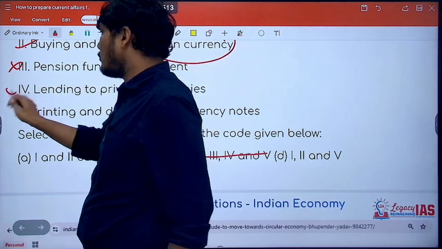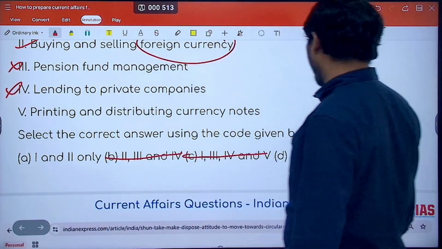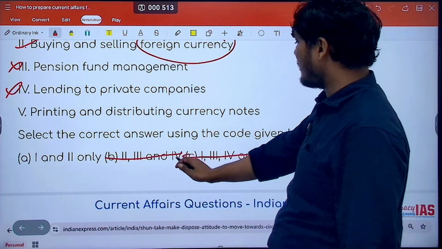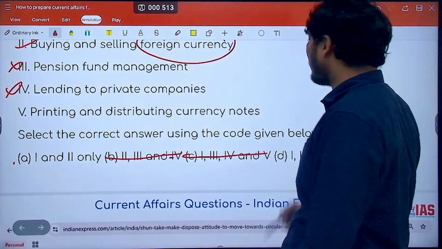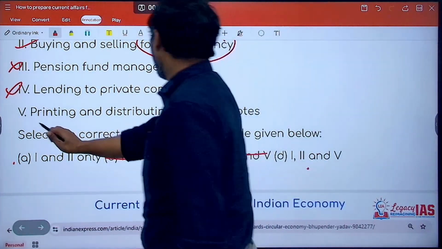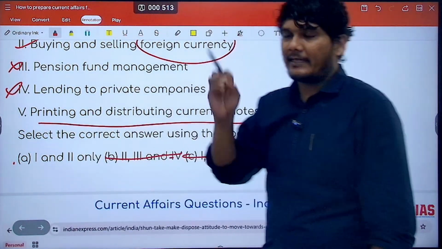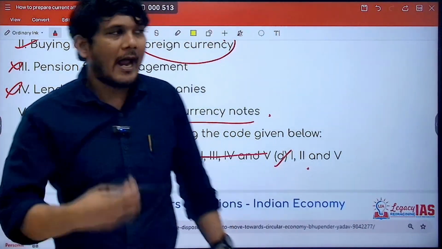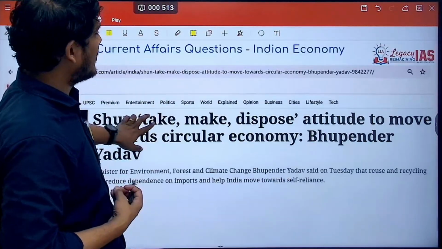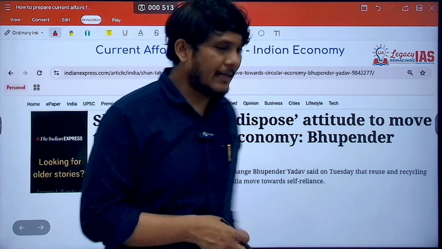Lending to private companies? No, it does not as such lend to private companies. So any option which has 4th is also incorrect. The correct answer can be either this or this. So it depends. Printing and distributing currency notes? Yes, it can earn money from that also. So D becomes the correct answer, and it is already given in the table given by the RBI.